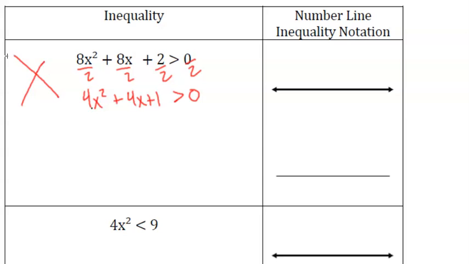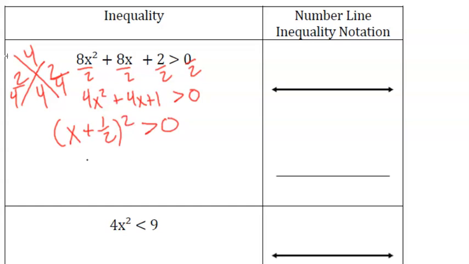So now we can factor. 4 times 1 is 4, or b is 4. 2 times 2 is 4, 2 plus 2 is 4. A is not 1, so we're going to have to show that we divide by a, which is 4 in this case. So we have x plus 1/2 squared is greater than 0. So our critical point here is going to be negative 1/2.